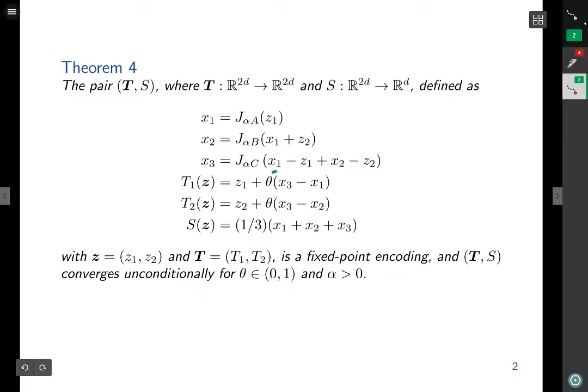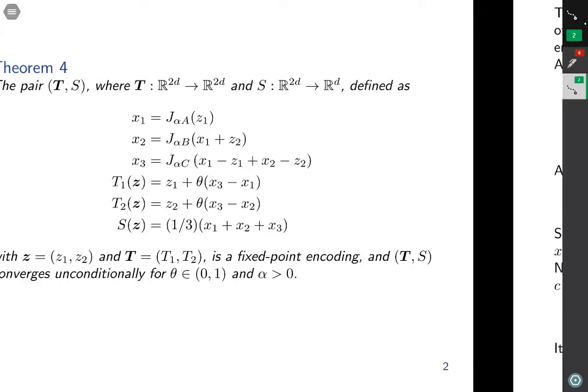Then we form this linear combination with x1, x2, z1, z2, and perform the third resolvent evaluation with respect to C to get x3. Next, we compute the output of the fixed point mapping T and the output of the solution mapping S. To the best of my knowledge, this splitting does not reduce to an instance of any known splitting method. This is why we will prove Theorem 4 from first principles.